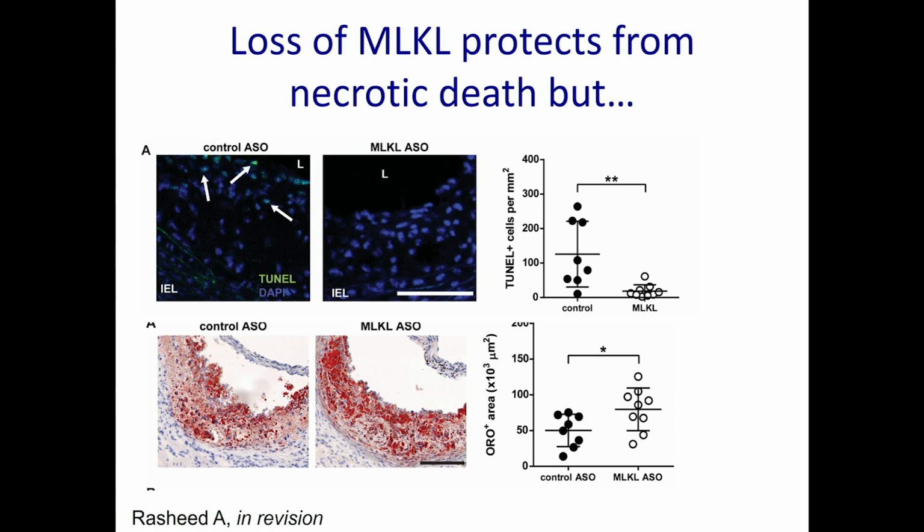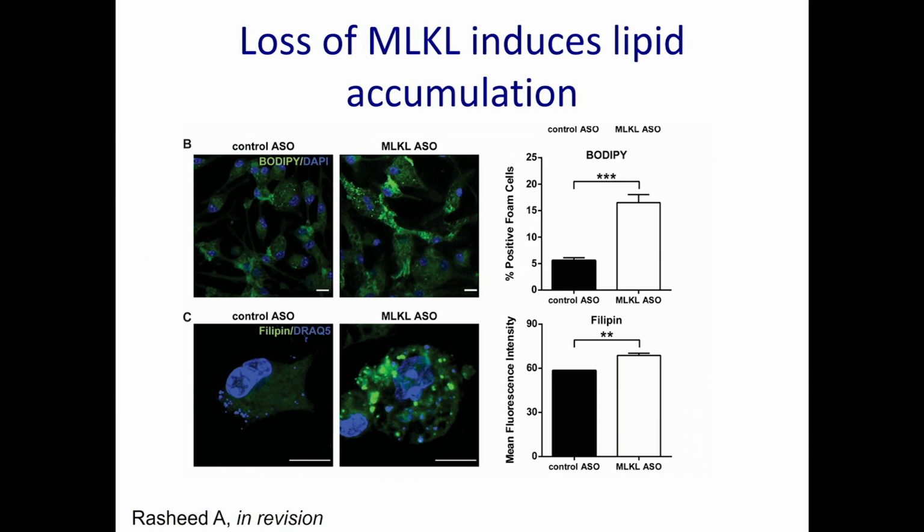And sure enough, the oil red O area in these mice treated with the antisense to knock down MLKL was much bigger. When we looked in vitro, we saw the same thing. So you take macrophages out of an MLKL ASO-treated mouse, and you can see here by various stains for lipid, the macrophages here, outlined here, contain more lipid. They actually have a greater number of lipid droplets, and the lipid droplets actually contain more lipid. So there's something going on in the plaque that we don't fully understand, but there's something going on with the way that MLKL controls lipids.